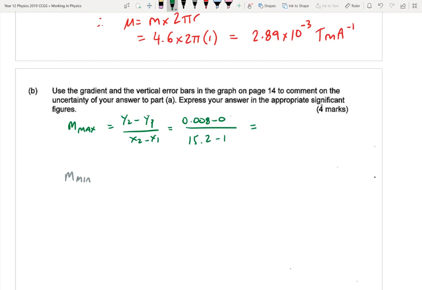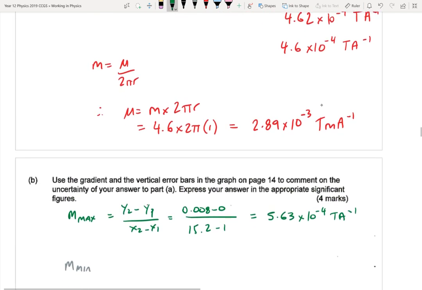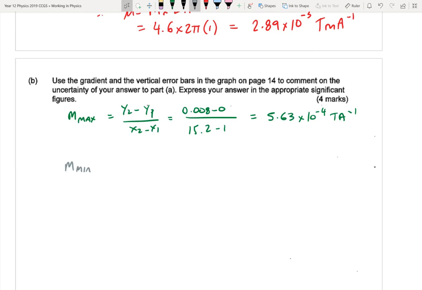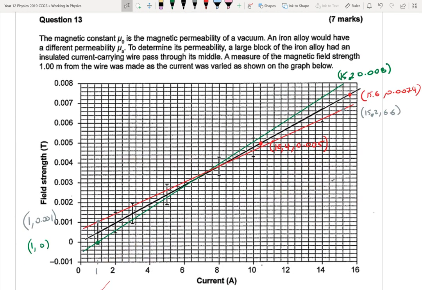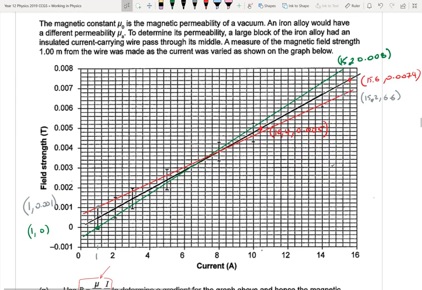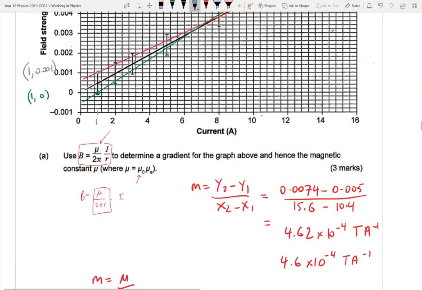$5.63. So again, that looks good. My maximum is above my line of best fit gradient, so that confirms that I've got the right values. And now my Y2, that's going to be 6.6. No, it's not 6.6. Why did I write 6.6? That's 0.0066.